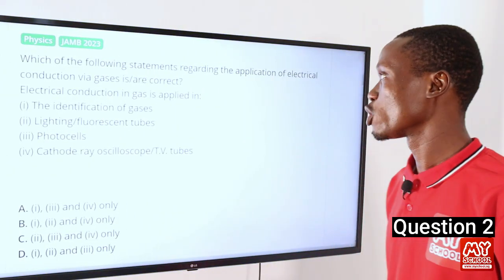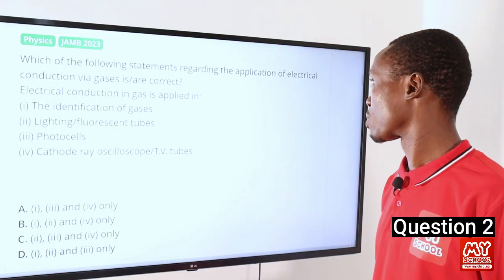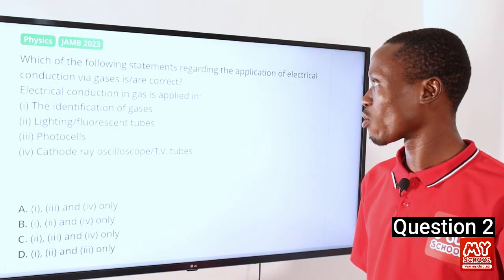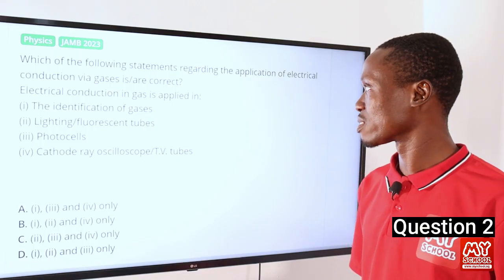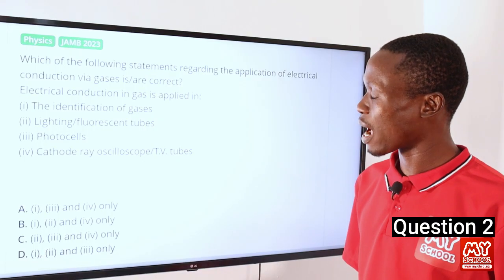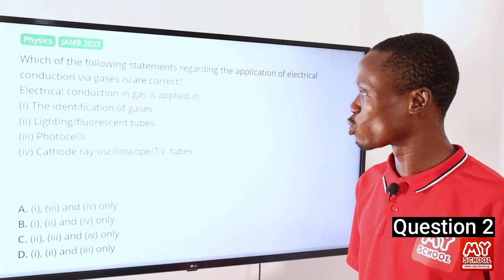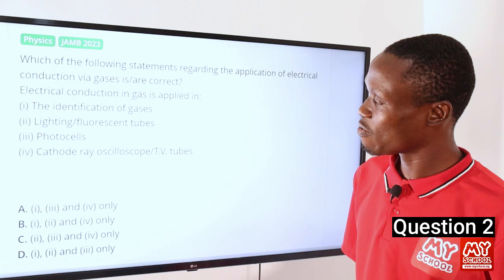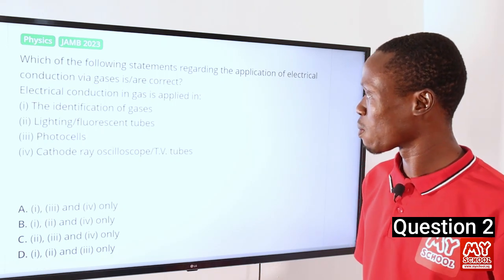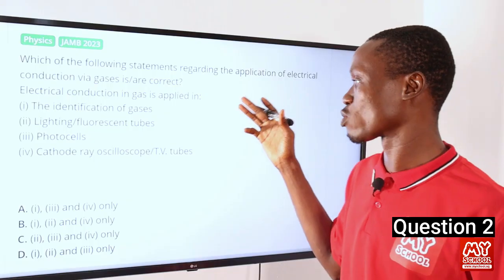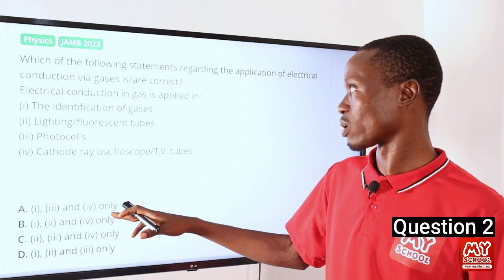Question 2. Which of the following statements regarding the application of electrical conduction via gases is or are correct? Electrical conduction in gases is applied in I, the identification of gases, II, lightning/fluorescent tube, III, photocells, IV, cathode ray oscilloscope/TV tubes. So the answer to this question is option B.